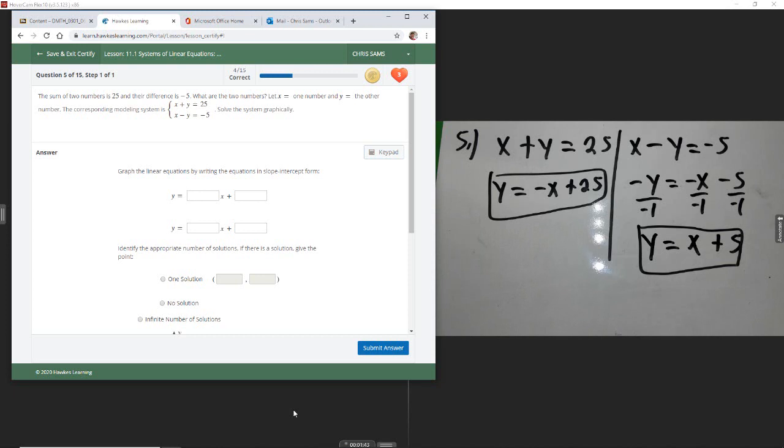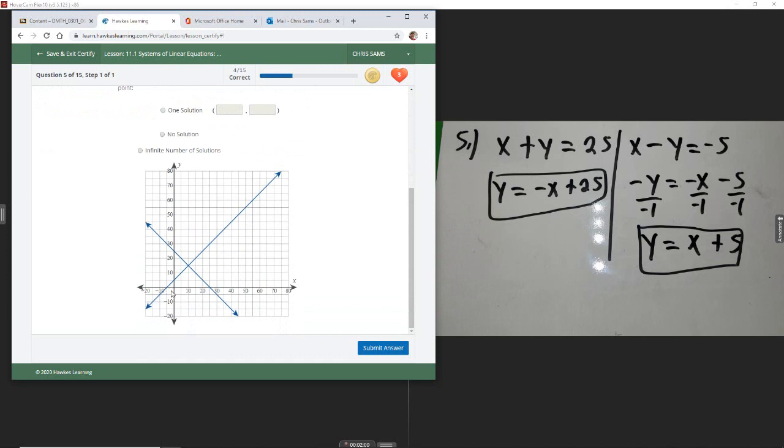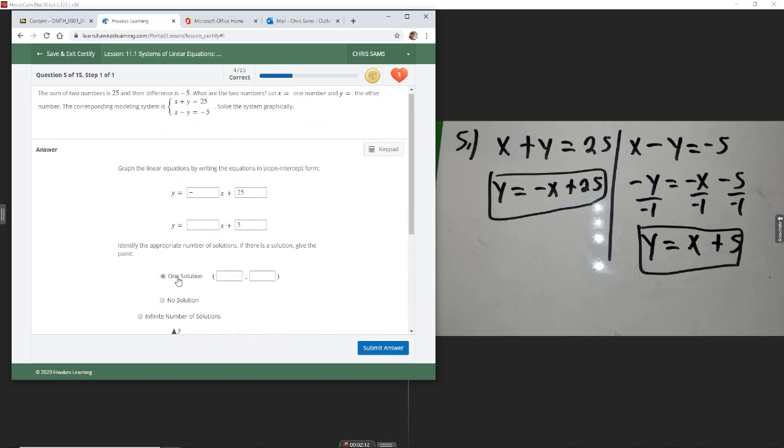So the first one, I'm just going to put a negative there, and then 25. And on the second one, we need a positive, so just leave it as it is, and then a positive 5. So as I'm entering them, it graphs it down here. So I can see in the x direction, we get 10. In the y direction, looks like we get 15. Each line is counted by 5. So 10 and 15. So one solution, 10, 15.